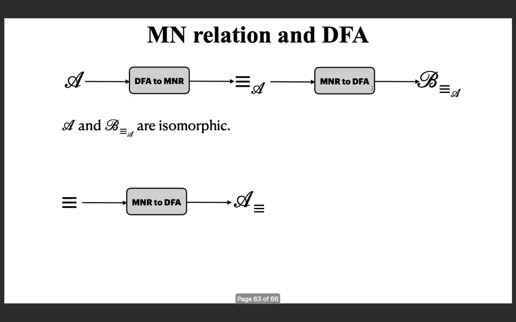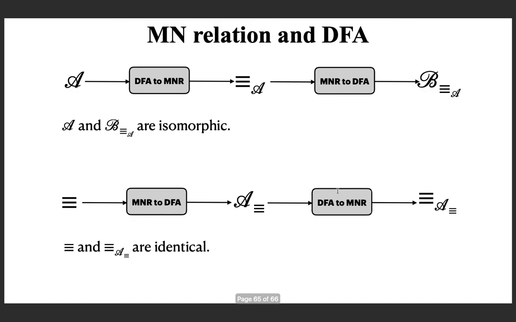You can go in the other way also. You start from a Myhill-Nerode relation, apply today's construction to get a DFA. Then you apply the DFA-to-Myhill-Nerode construction that we discussed in the previous lecture to get a Myhill-Nerode relation. So we started with a Myhill-Nerode relation and ended up with another Myhill-Nerode relation through this path. In that case, you can see that these relations are identical, meaning they both will have the same set of equivalence classes. Then they are called identical relations.